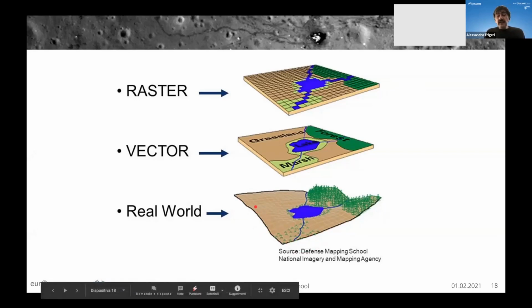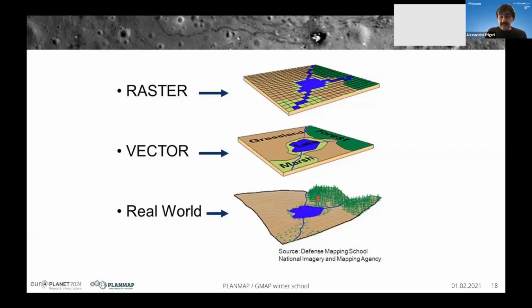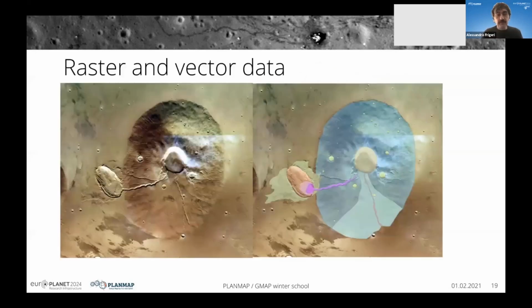So every time we see the real world, in this case the Earth, because there is a lake, there are the pines, and there is some grass here. The real world can be seen with the eyes of the GIS expert as vector or raster, and you will be the one that decides which data is better to import in which model. Okay? But what is this raster and vector data?